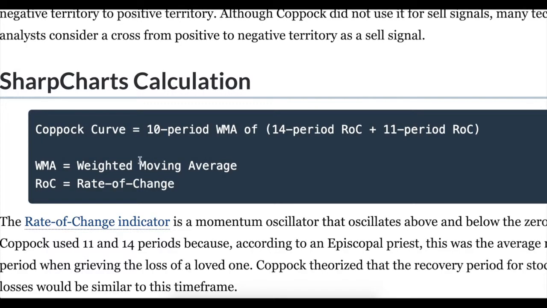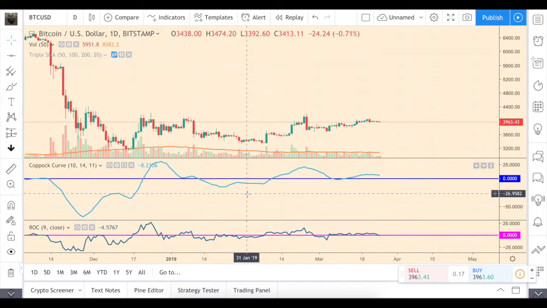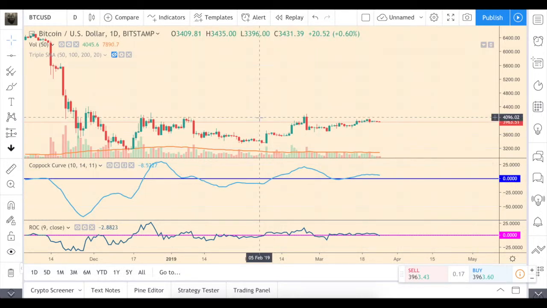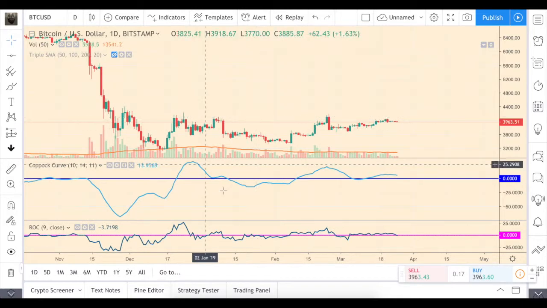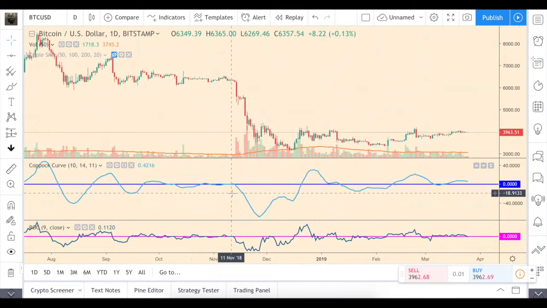And the Coppock curve is very similar. It uses a 14 period ROC and an 11 period ROC, weighted by a weighted moving average with 10 periods. Usually those numbers are the default numbers for the Coppock curve. But the point is, the Coppock curve was initially used for ETFs, and those are much slower, of course, than Bitcoin. Bitcoin is very fast. So we would like to change the settings in a way that will better represent the dynamics of Bitcoin.